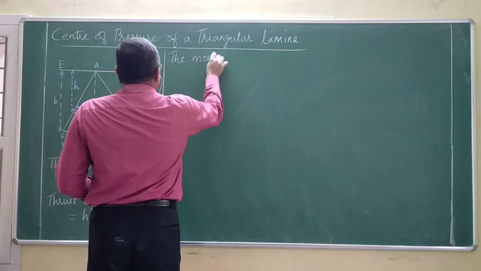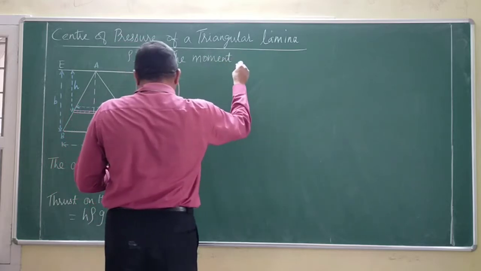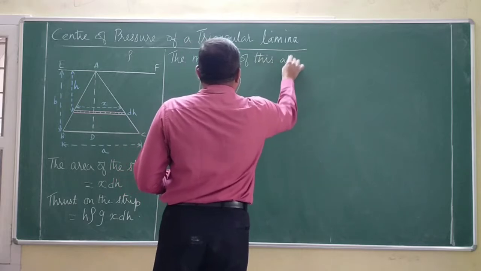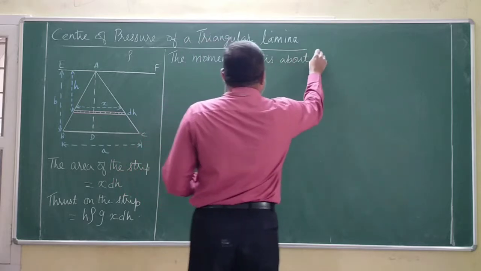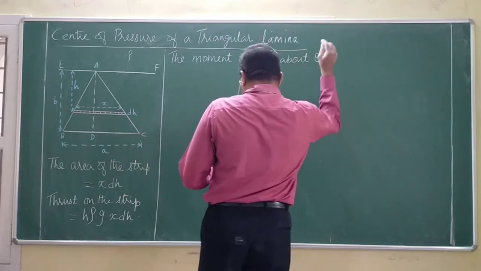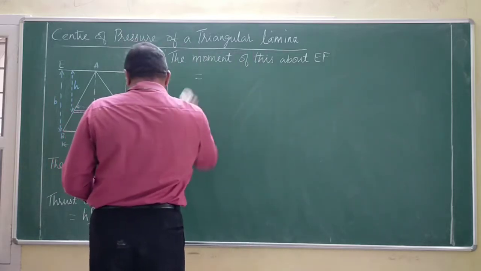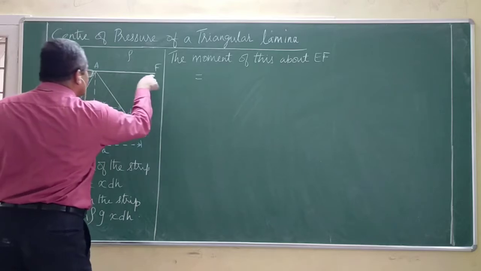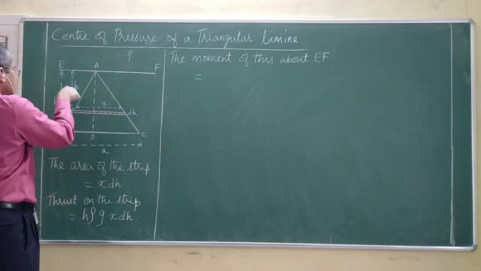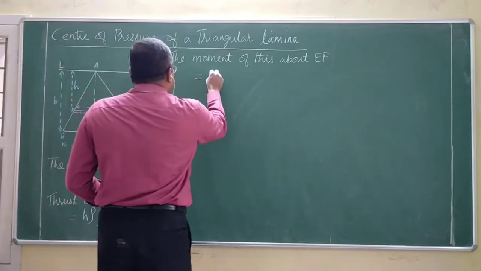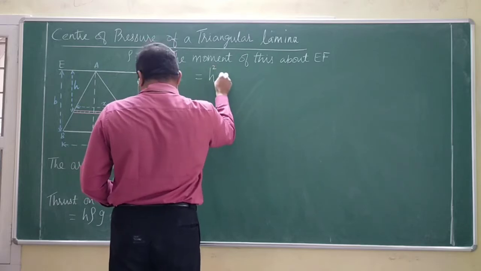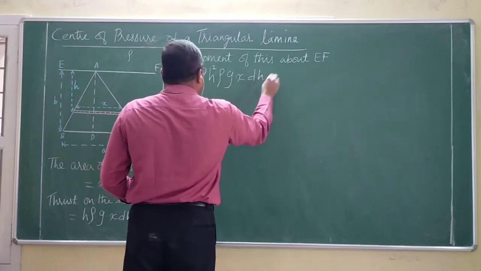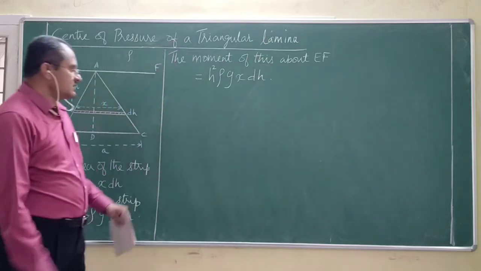The moment of this thrust about EF is thrust into perpendicular distance from the surface. The perpendicular distance is h. Therefore, I write it as h squared rho g x dh. Is that okay to you?